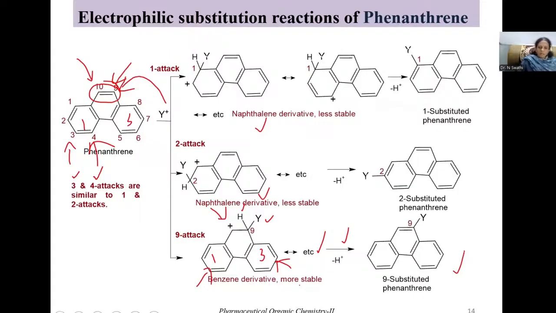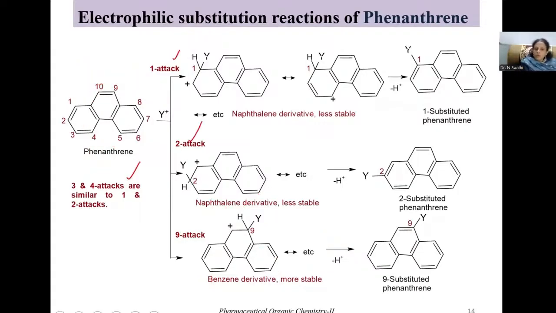as the product. When the electrophile attacks at the 1, 2, 3 and 4th positions, the resulting carbocation is a naphthalene derivative. In case of 9th attack, that is when the electrophile attacks at the 9th position, the resulting carbocation is a benzene derivative. Now, if you compare the stability of benzene versus naphthalene, benzene derivatives are more stable when compared with naphthalene. So because of this greater stability of the benzene derivative, the 9th attack resulting carbocation is formed easily.